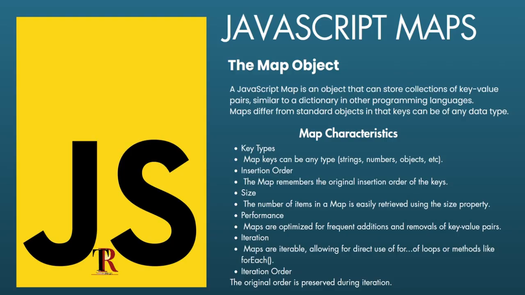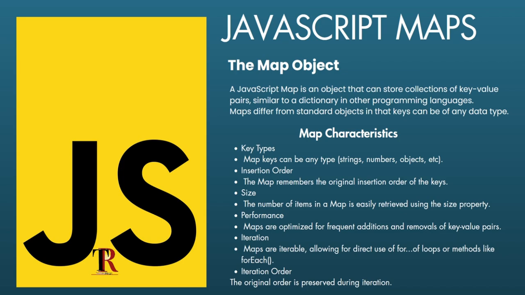Another thing is map performance. Maps are optimized for frequent addition and removal of key-value pairs. Just like when we were talking about arrays, how you can use array push and other methods like that to either add or remove elements of an array, in the same way, the key-value pairs of a map object can be added or removed. It is optimized for frequent additions and removals of key-value pairs.